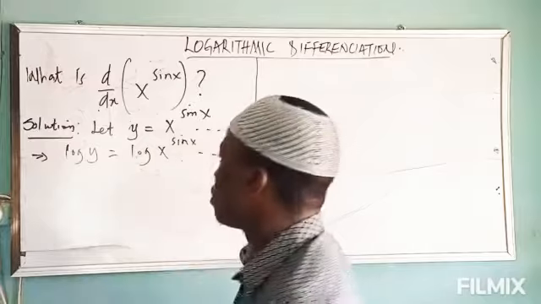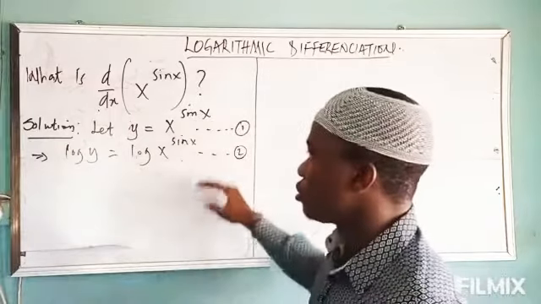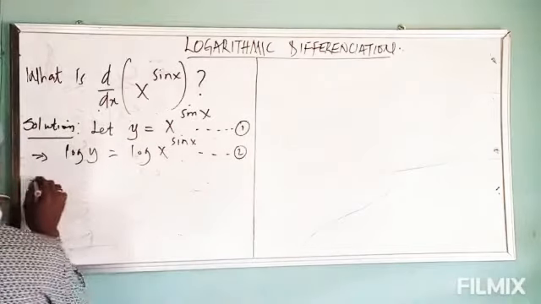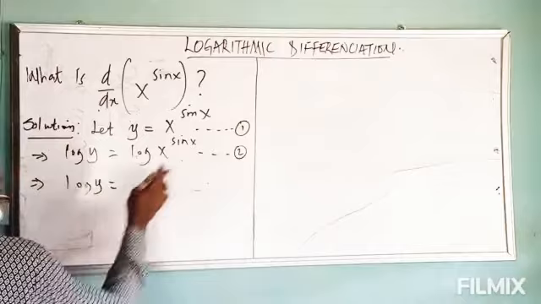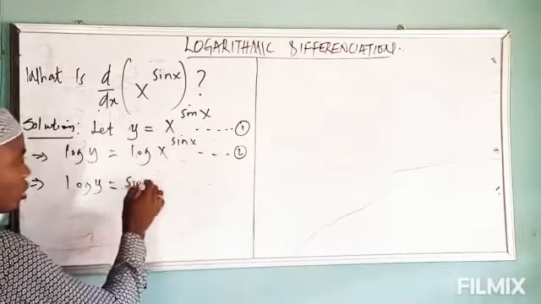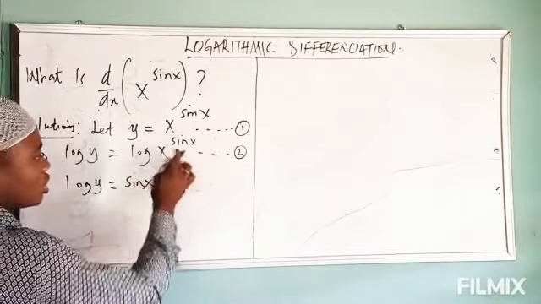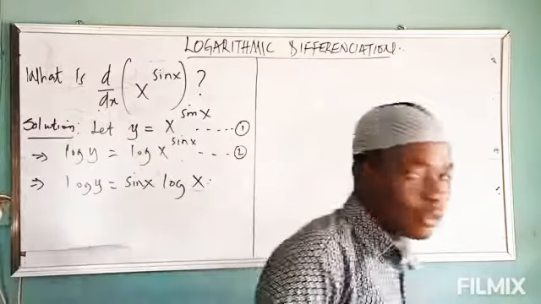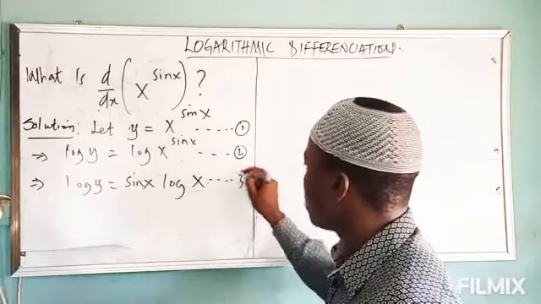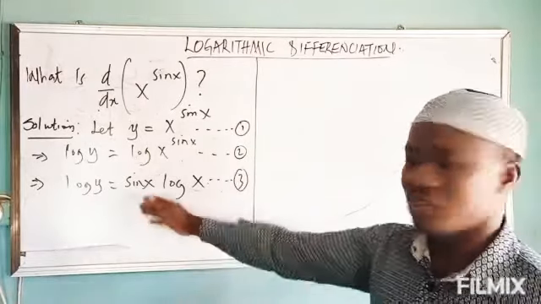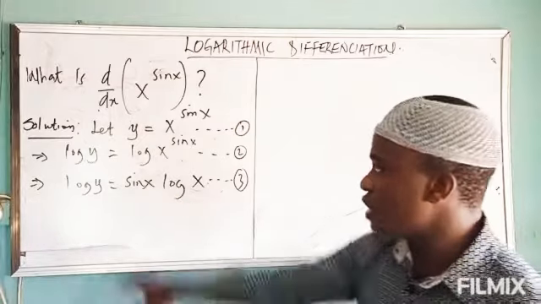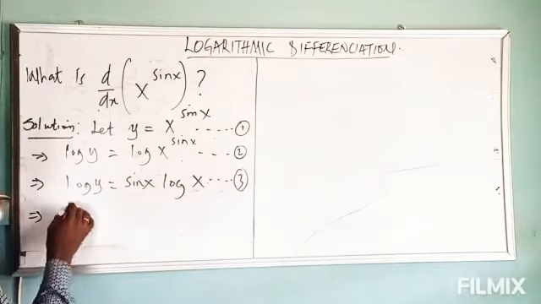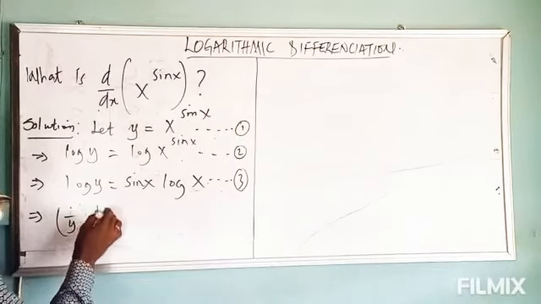So, equation 2. Now from this equation 2, you can write this as log y equals sine x, since the power comes down, times log x. Let's name it equation 3. So now you differentiate with respect to x. Differentiating this with respect to x, you can see that log of y will actually be 1 over y, dy dx.